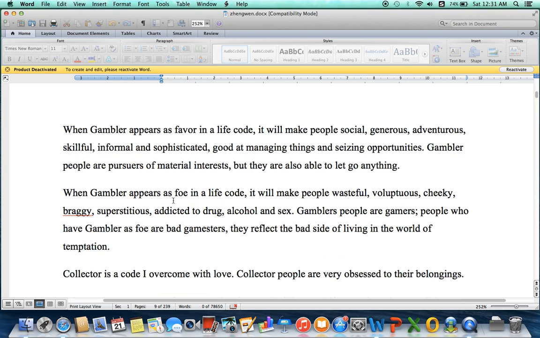When a gambler serves as foe, it will make people wasteful. I mean, spend money too much, cheeky, braggy, something like that. Addictive to drug, alcohol, and sex, and flatter words. Gambler people are gamers. That just shows the bad side of living in the world of temptation.